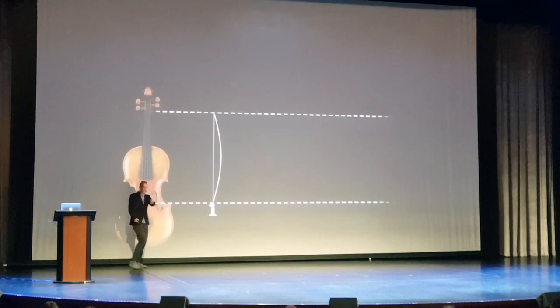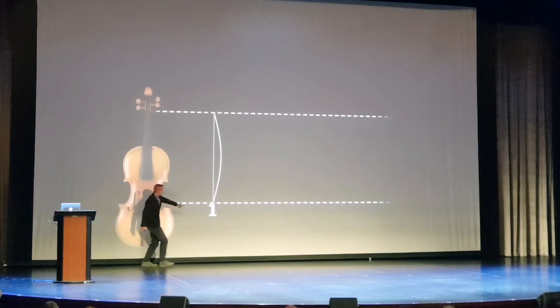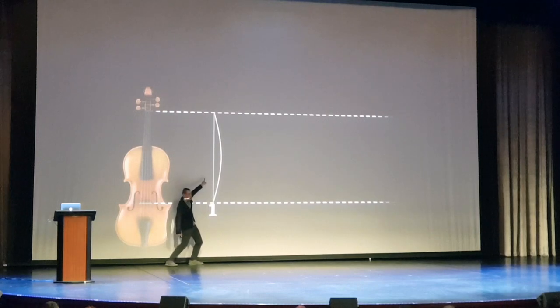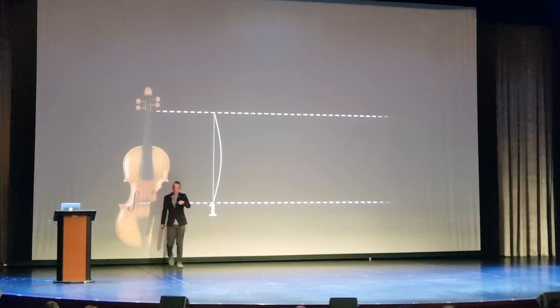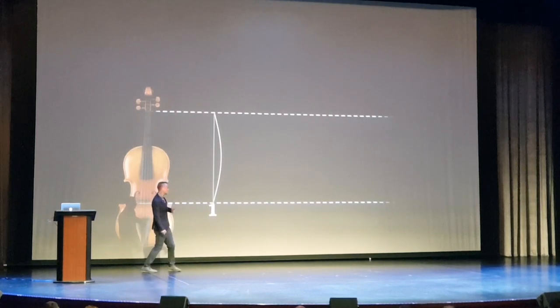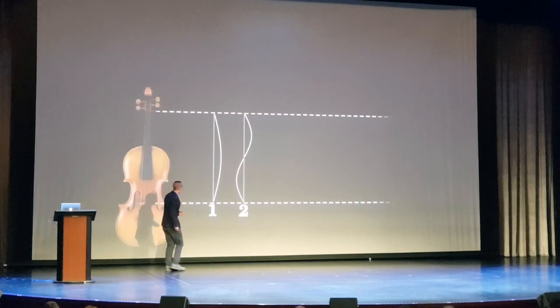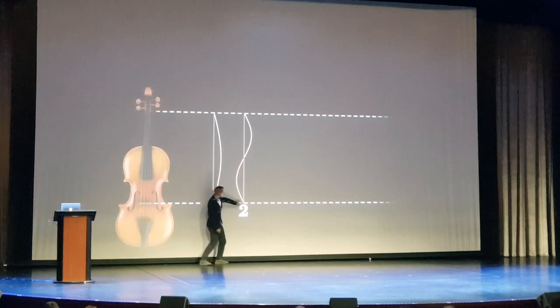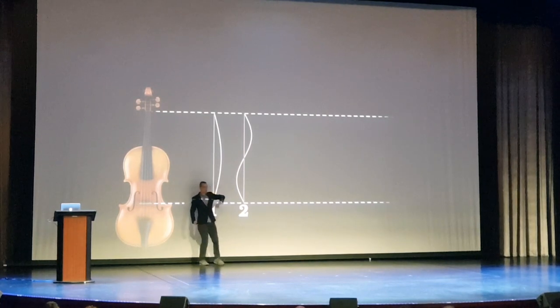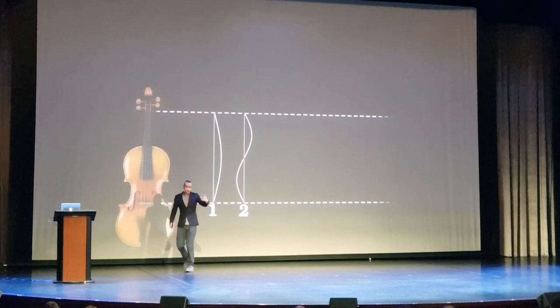But there's other ways that the string can vibrate while still being fixed here and here, okay? And these are the harmonics. So let's take a look at the next harmonic. So this is the second harmonic. So it's twice as high, okay? The string's still fixed here and here, but if we double that vibration, we can fit in the next harmonic. That's just the second harmonic.